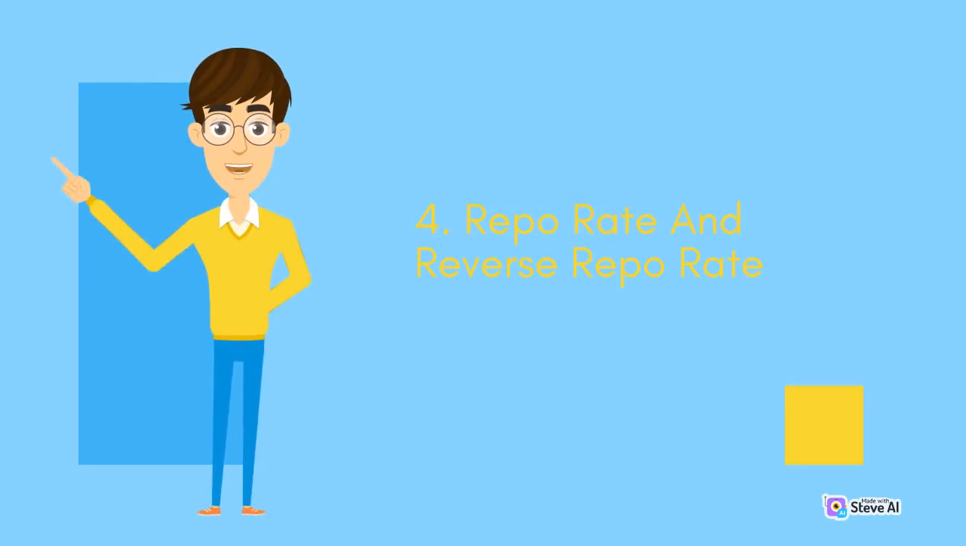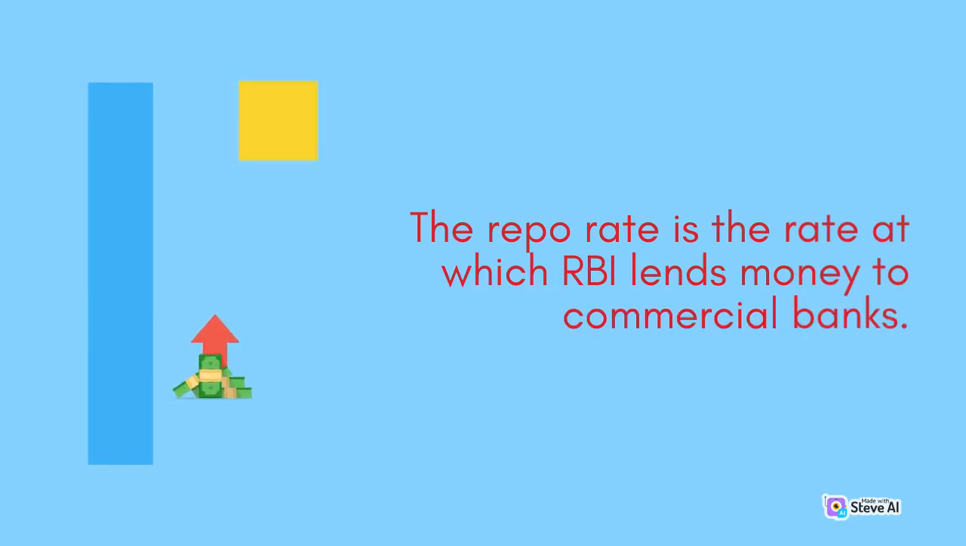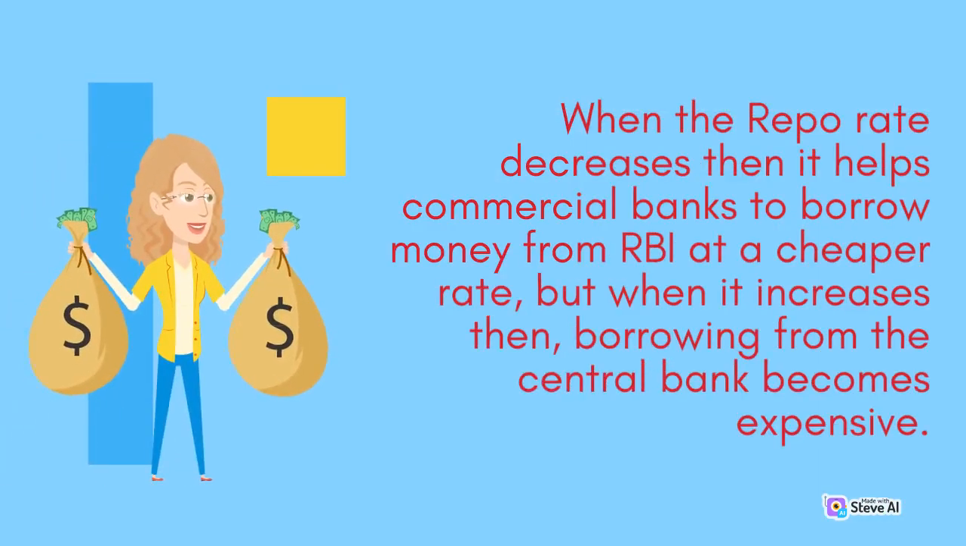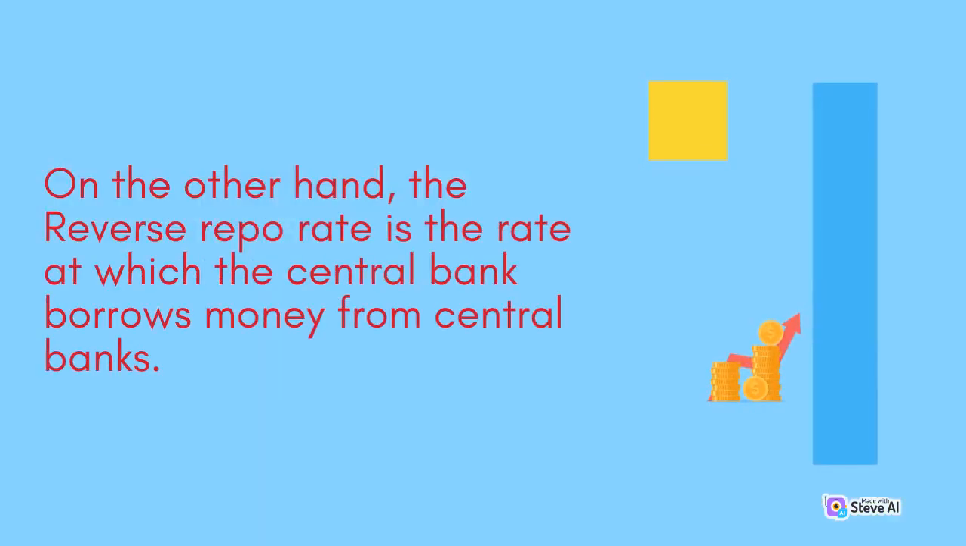4. Repo rate and reverse repo rate. The repo rate is the rate at which RBI lends money to commercial banks. When the repo rate decreases, then it helps commercial banks to borrow money from RBI at a cheaper rate, but when it increases, then borrowing from the central bank becomes expensive. On the other hand, the reverse repo rate is the rate at which the central bank borrows money from commercial banks.